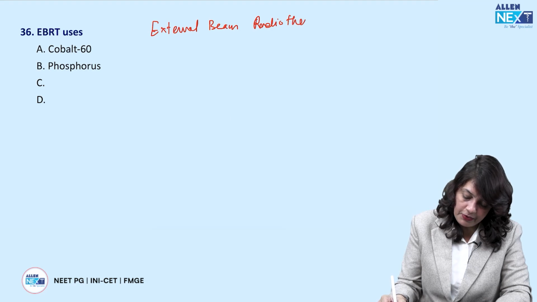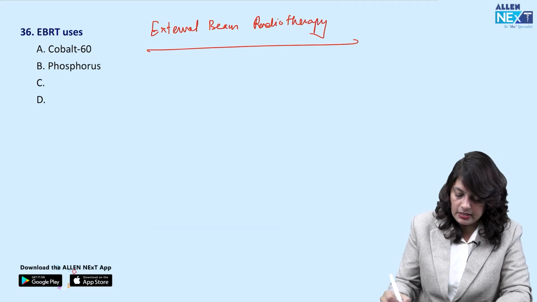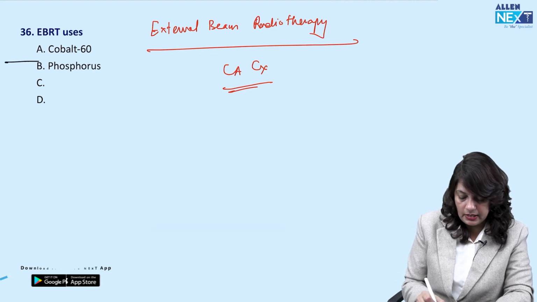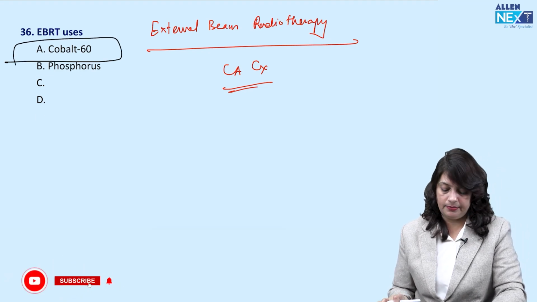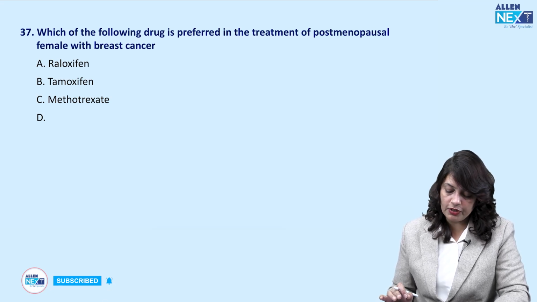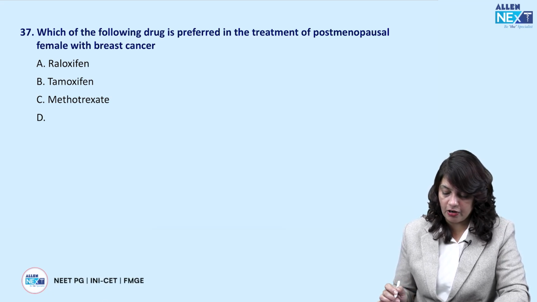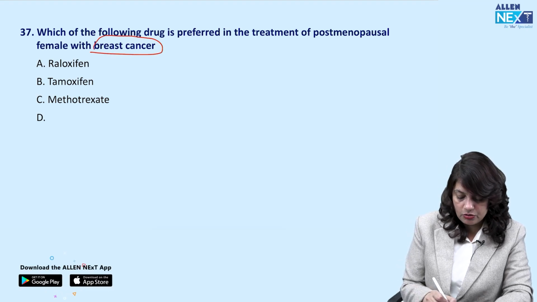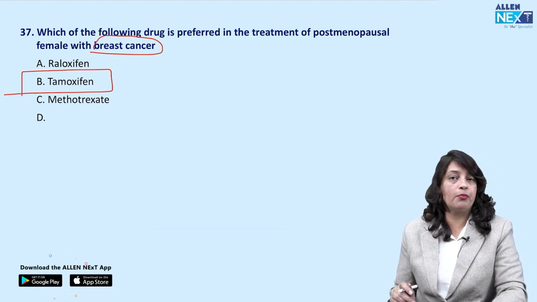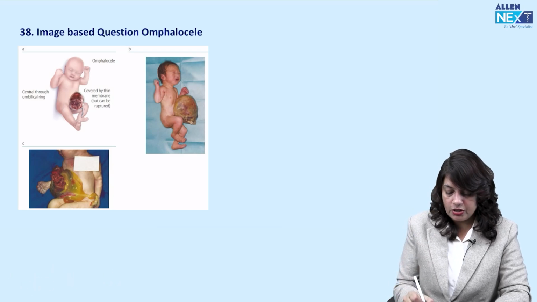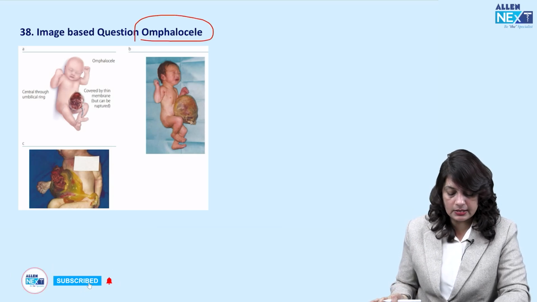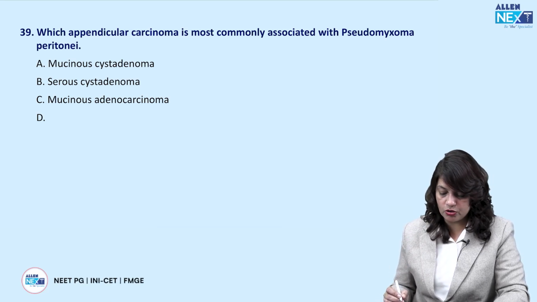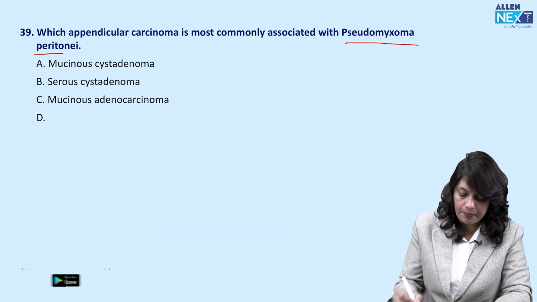radiotherapy that we prefer giving in cases of cancer cervix. So this contains cobalt 60. Next, which of the following drugs is preferred in the treatment of postmenopausal female with breast cancer? So the answer to this question is tamoxifen. Image based question on omphalocele was asked. Then, which appendicular carcinoma is most commonly associated with pseudomyxoma peritonei?